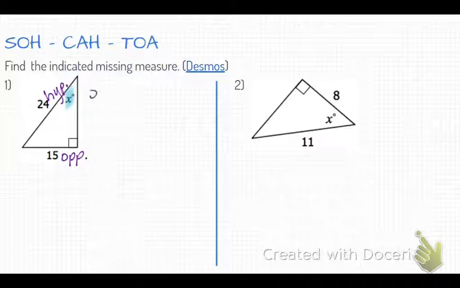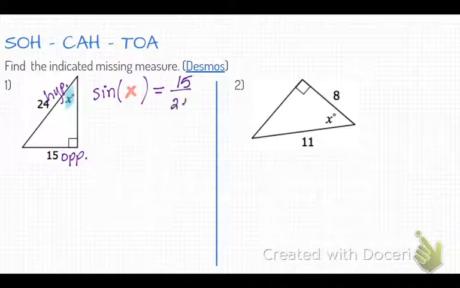So I have sine of my angle, right? Do I know my angle this time? No. So I'm going to fill in x because I don't know my angle. So sine of x equals opposite over hypotenuse, which is 15 over 24, right? Remember doing this last year? Okay, so now I need to solve for x.